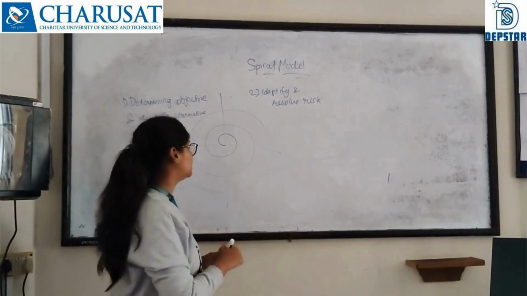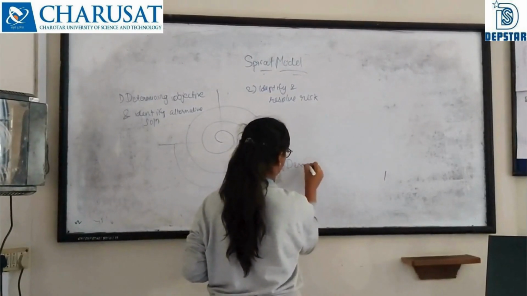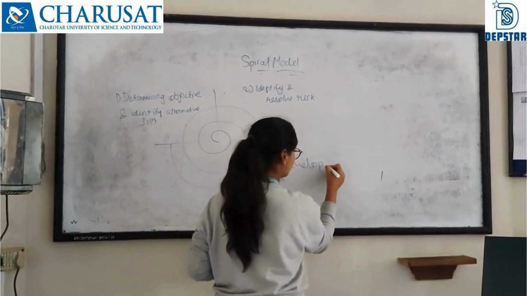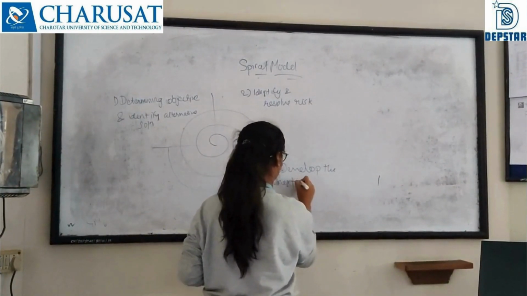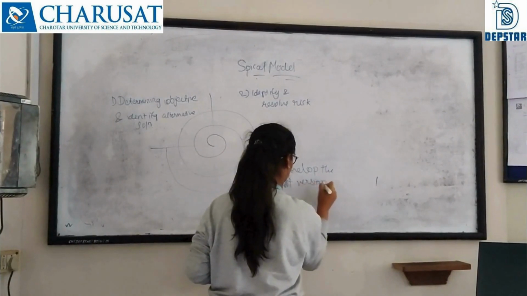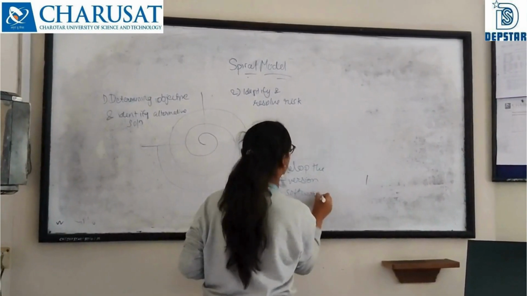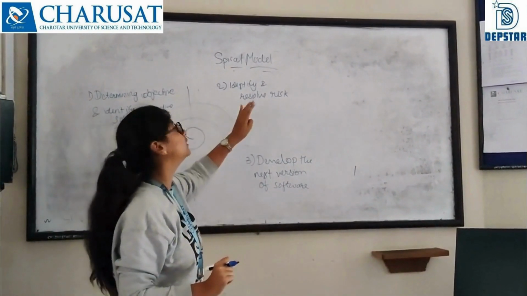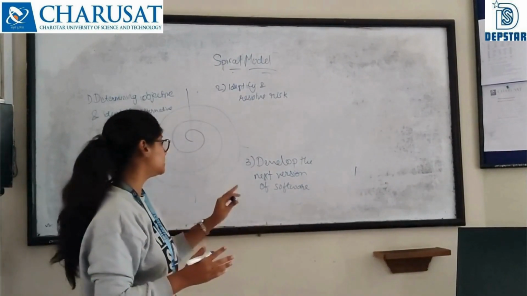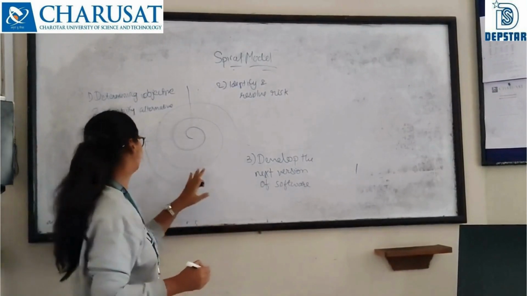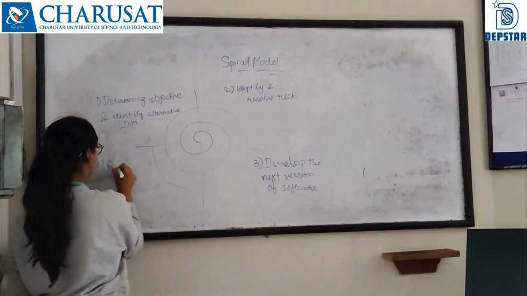The next phase is of developing the next version of software. So based on the prototype they built in the second phase, they will develop a next version of software in this phase. After this, the last phase is of review and feedback from the clients.